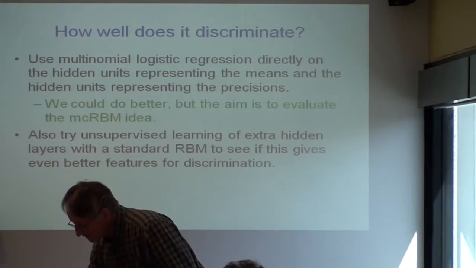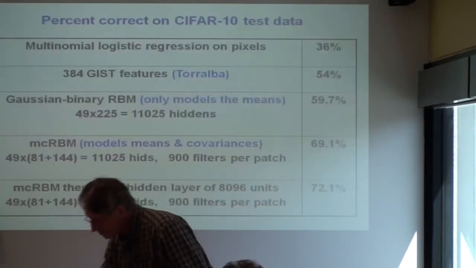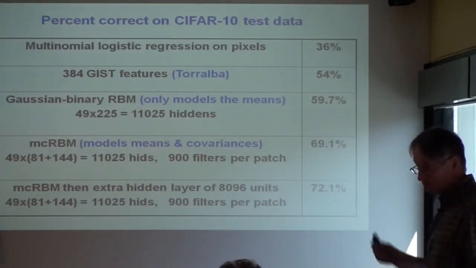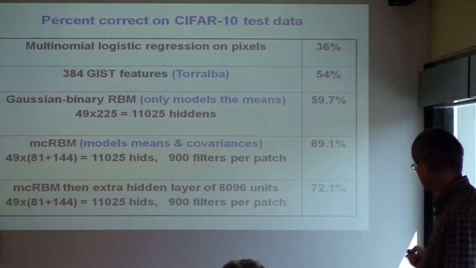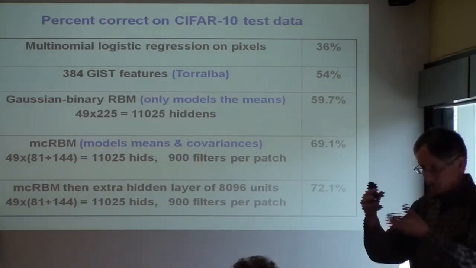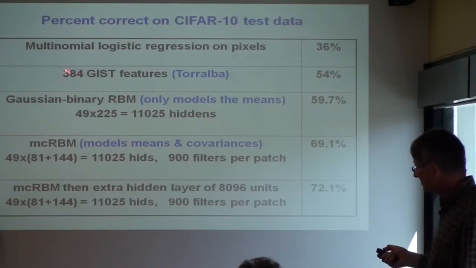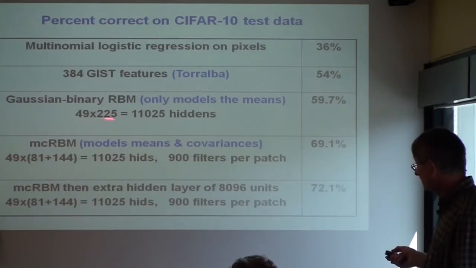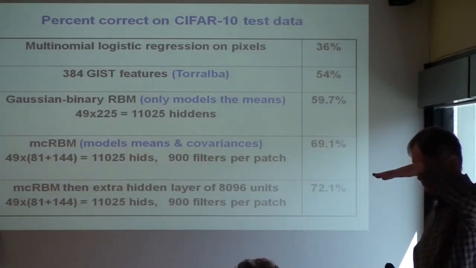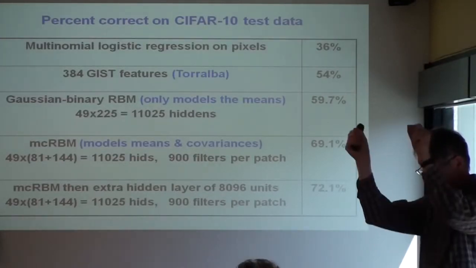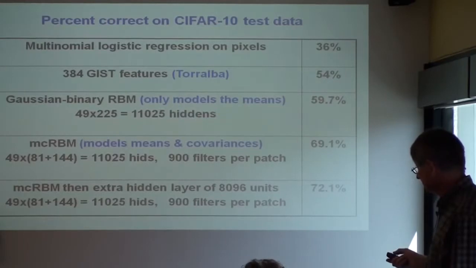And we're going to compare it with various other methods. So the first comparison is just take the pixels and do logistic regression on the pixels to decide on the 10 classes. You get 36% right. If you take GIST features, which were developed by Torralba and people at MIT, which are meant to capture what's going on in an image quite well, but they're fairly low dimensional, you get 54%, so they're much better than pixels. If you take a normal RBM, which has linear units with Gaussian noise as the input variables, and then binary hidden units, and then use those binary hidden units to do classification, you get 60%.